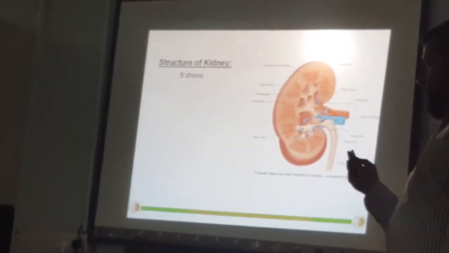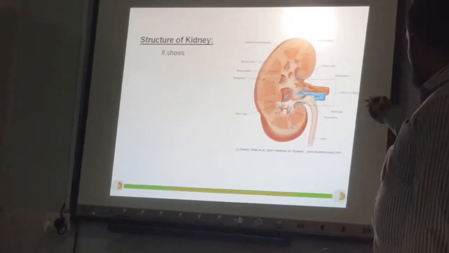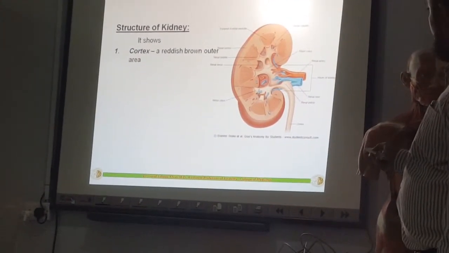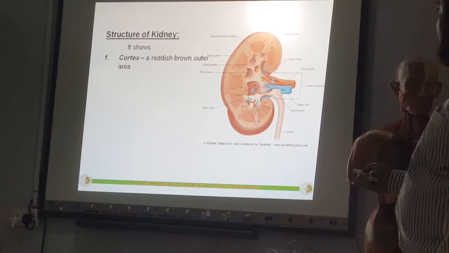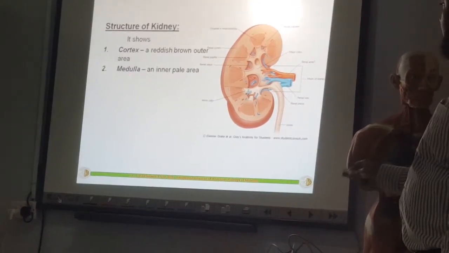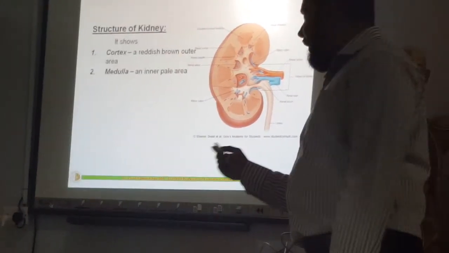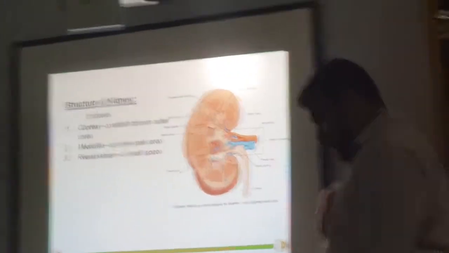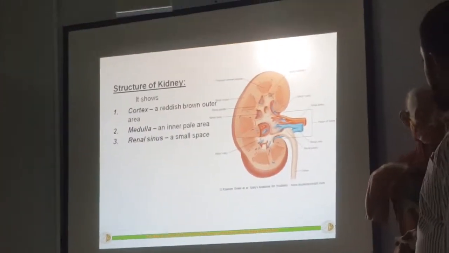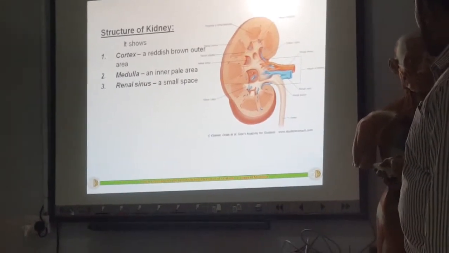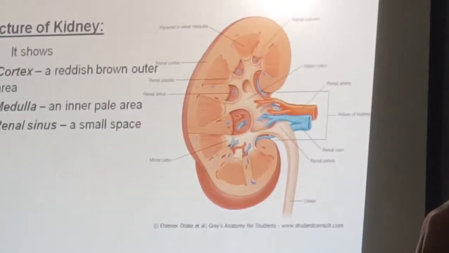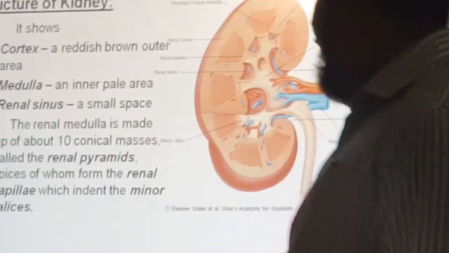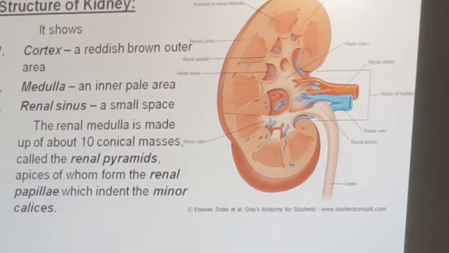Okay. Structures. If you take a vertical section like this and see, you can see something called the renal cortex. This is the cortex, and the inner, paler part is called the renal medulla. So there are two parts: renal cortex outside and renal medulla inside. And in between there are small spaces. These are called the renal sinuses. So there is renal cortex, renal medulla, and the small spaces called the renal sinuses.